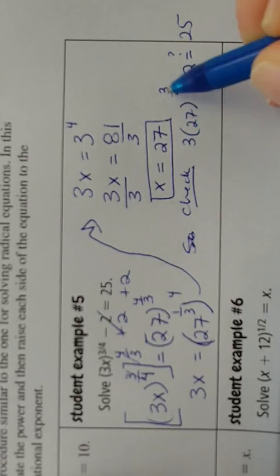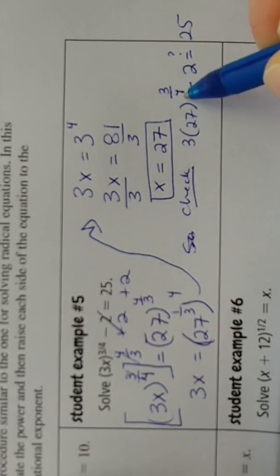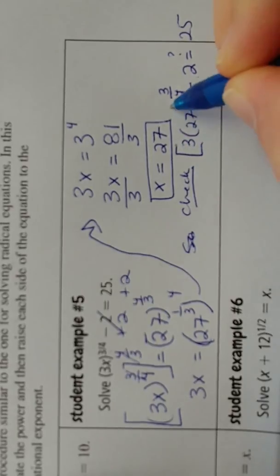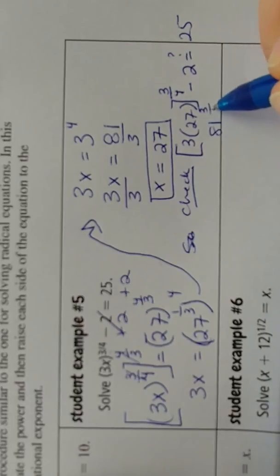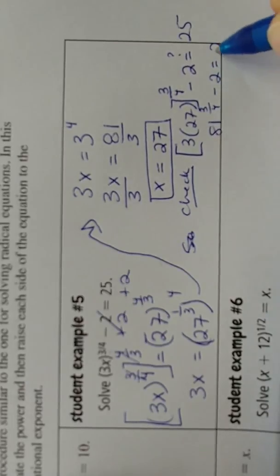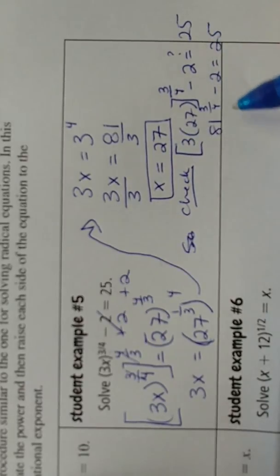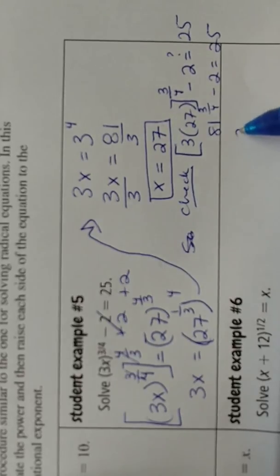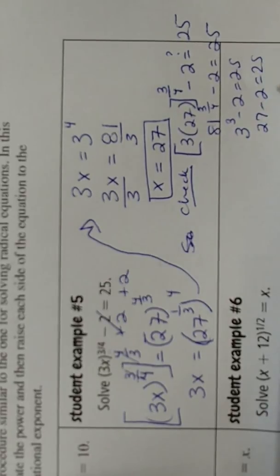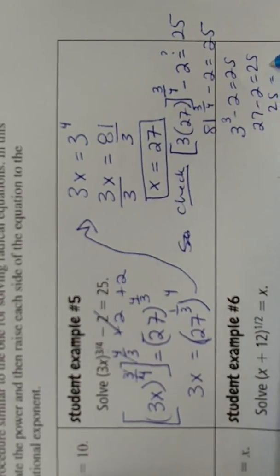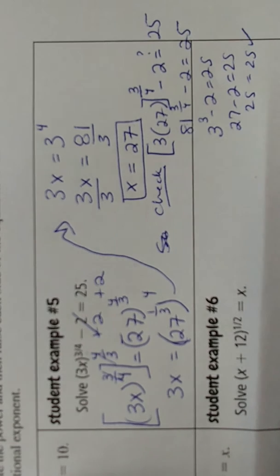So this has to be raised to this power first, okay? I'm sorry. That's 3x to this power. So these have to be multiplied first. So that's 81 to the 3/4 minus 2 is 25. The fourth root of 81 is 3. And 3 cubed is 27. And 25 is 25. So that's a good check.